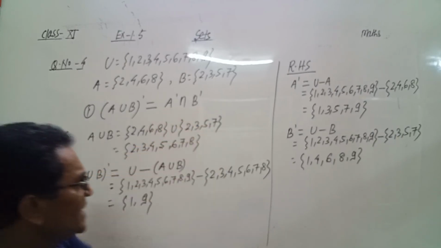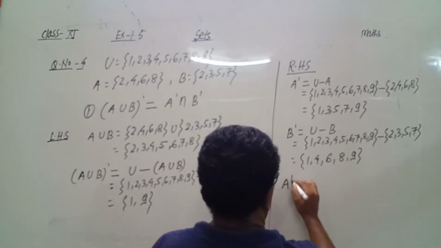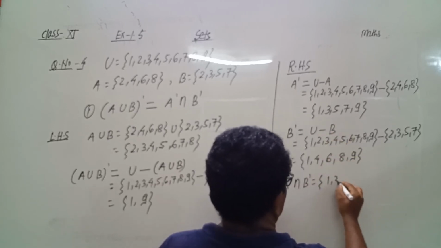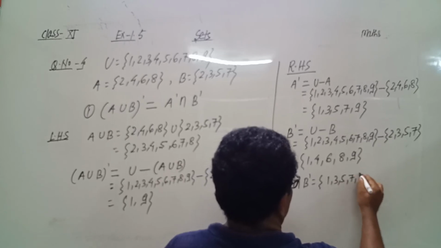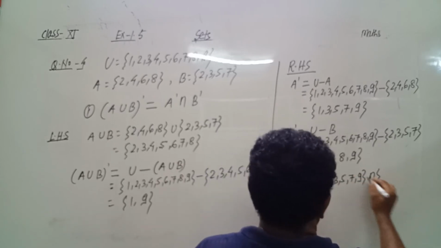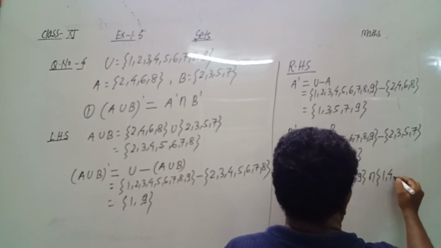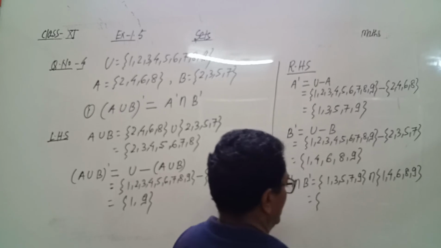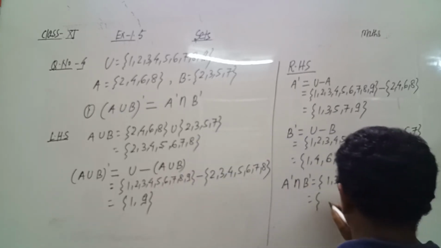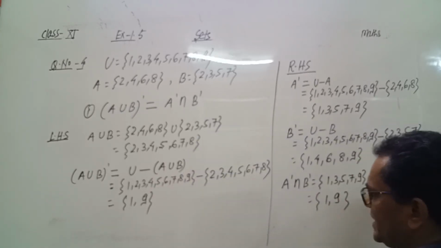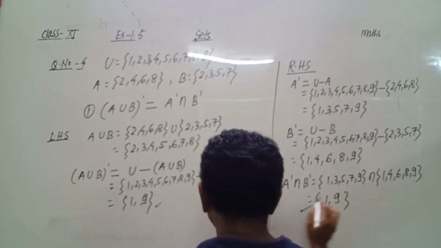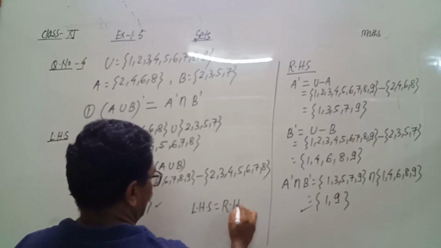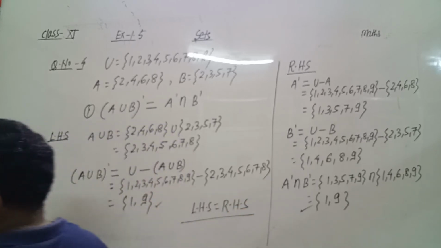Now we have to find A dash intersection B dash. The value of A dash is 1, 3, 5, 7, 9, intersection the value of B dash, which is 1, 4, 6, 8, 9. Now what is common? 1 and 9 are the common terms. So we get LHS equals RHS. So this has been verified. LHS equals RHS.